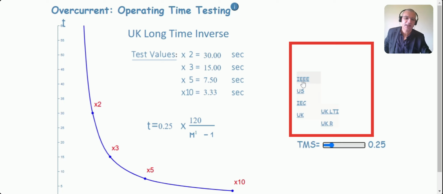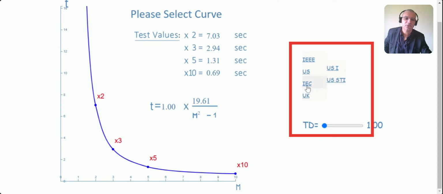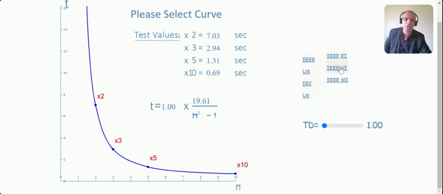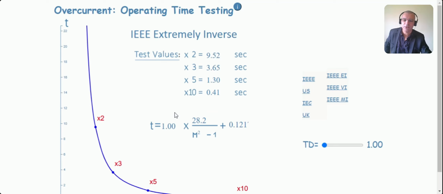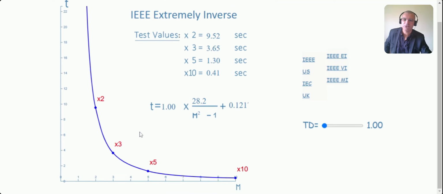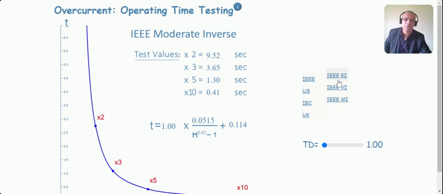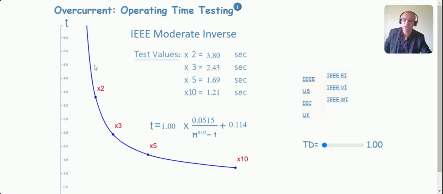On the right hand side, you've got the standards that you can select here: IEEE, US curves, IEC, or UK curve. So if you take, for example, the IEEE curve, you can select, let's go for very inverse. So you can see that the curve is actually changing. You can switch to moderately inverse, the curve changes and the values that you need to observe change accordingly, and the formula as well for information.